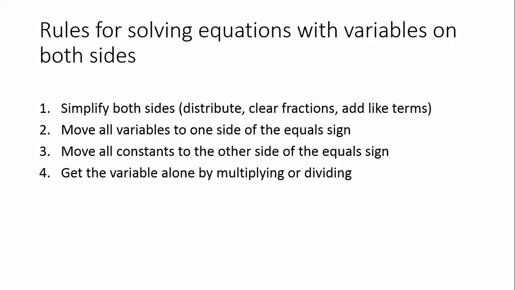The third step is to move all the constants to the opposite side, or to the other side of the equal sign. So if we move the variables to the left, we want the constants to move to the right, and vice versa. Then finally, we want to get the variable alone by doing any multiplying or dividing away of the coefficient.